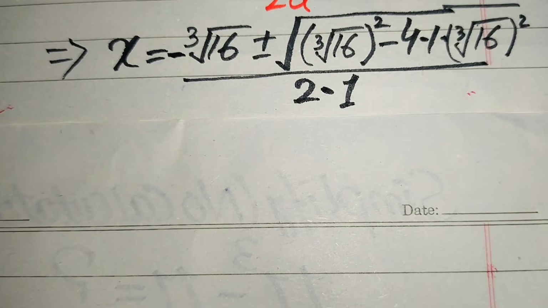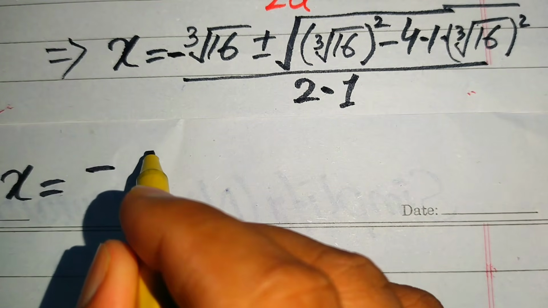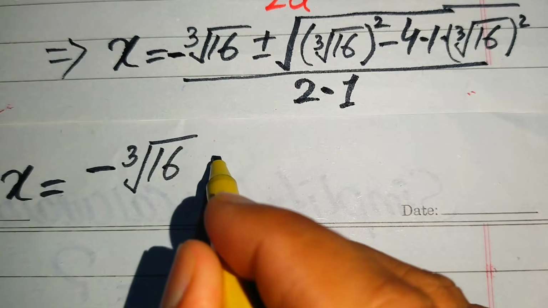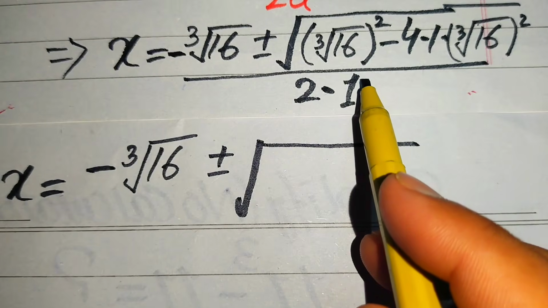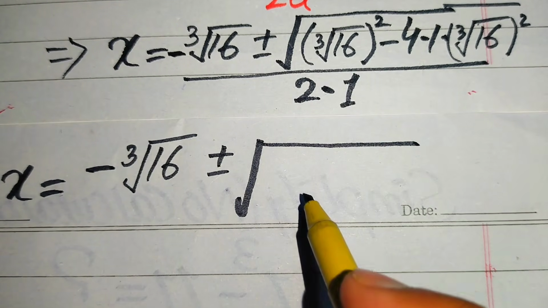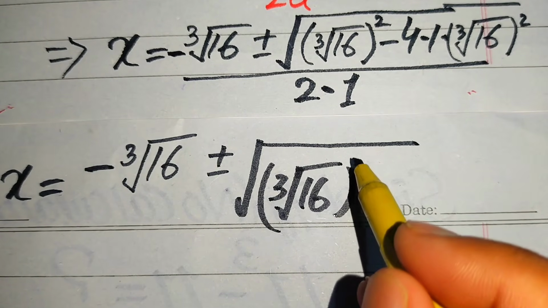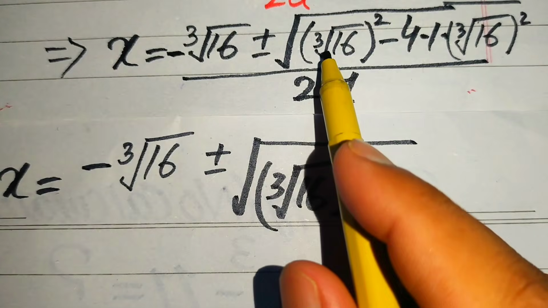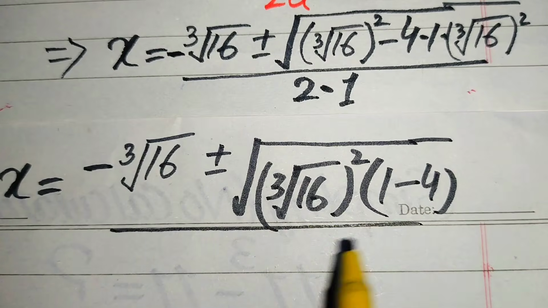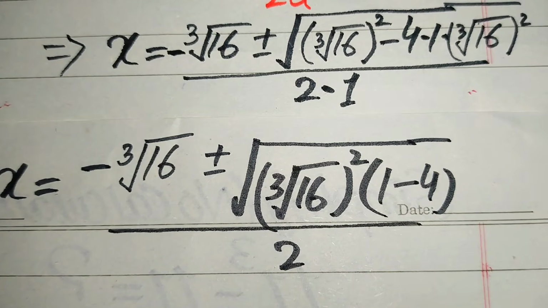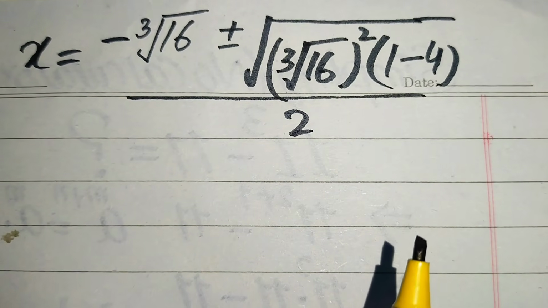And now further in the next step we need more simplifications inside the square root sign, and we have x is equal to minus cube root of 16 plus minus square root of, here you see that inside the square root sign we have cube root of 16 as the common term, so we take common cube root of 16 and its whole square, and we get the remaining values: from here we get 1 minus, from here we get 4 only, and it is divided by 2.